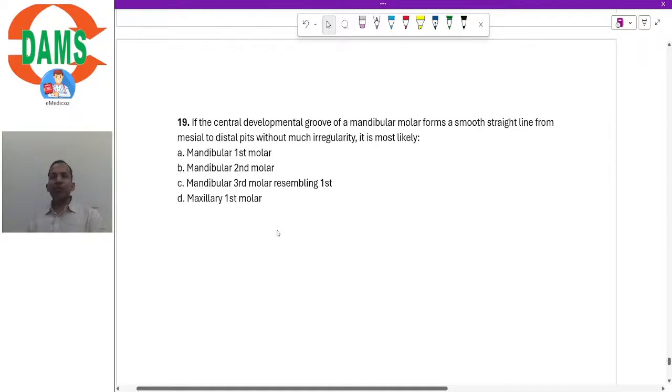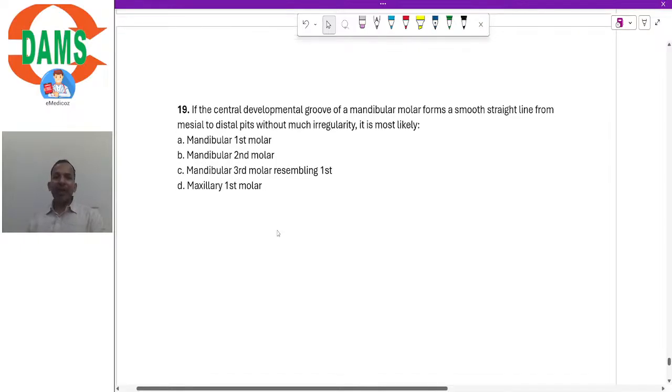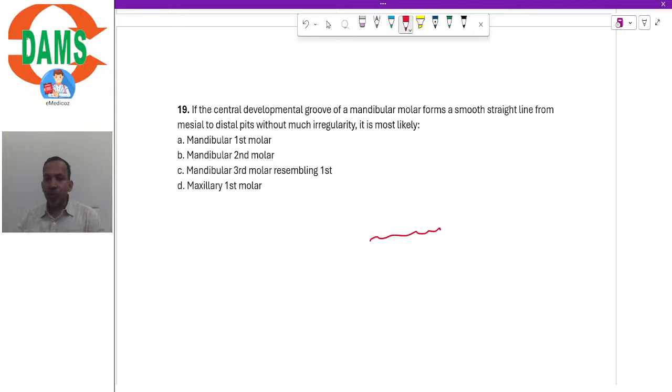So this is the last question for today. If the central developmental groove of a mandibular molar forms a smooth straight line from mesial to distal pits, so this is the mesial pit, this is the distal pit, in the mesial marginal ridge and distal marginal ridge. So if it forms a smooth line between mesial and distal pit without much irregularity, it is most likely which tooth?